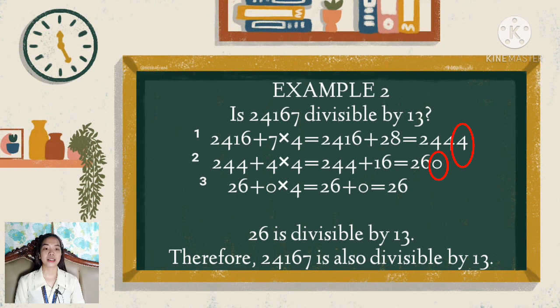So 26 is divisible by 13. Therefore, 24,167 is also divisible by 13.